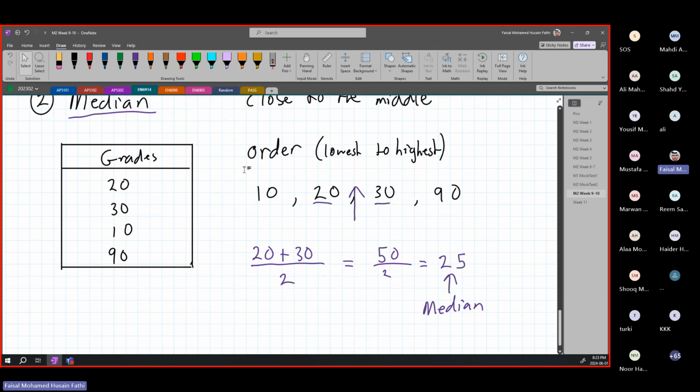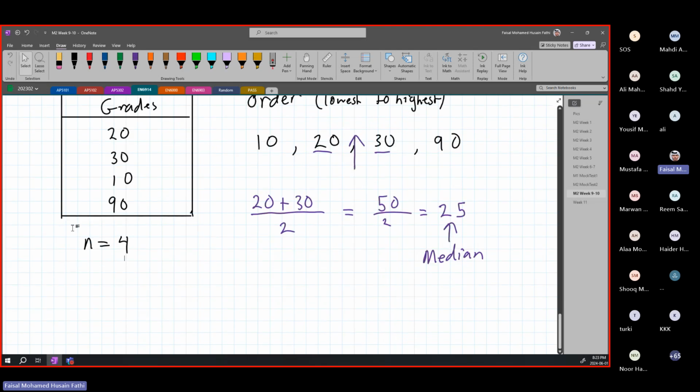Another example, in this case, we had an even number of numbers. The total sample was 4, n is equal to 4. When you have an even number, you're always going to be taking the number right before the middle and the number right after the middle, adding them up and dividing by 2 to find your median.